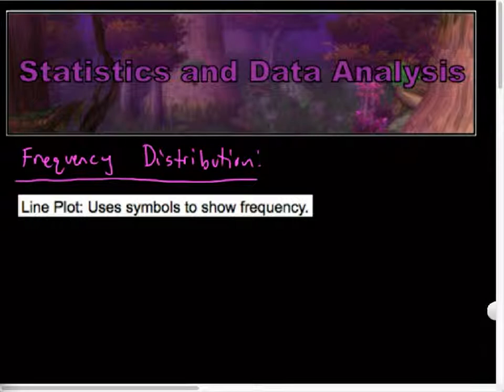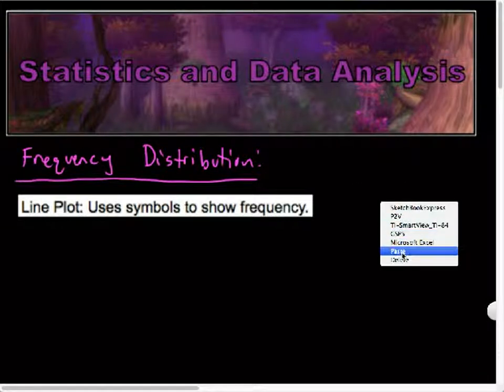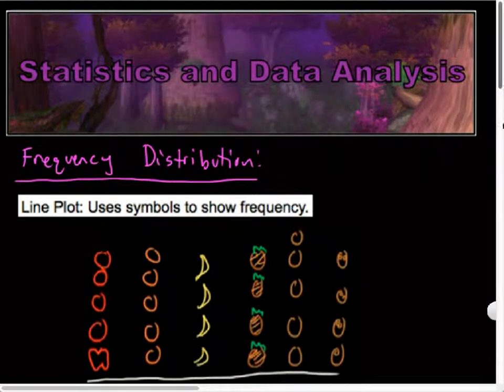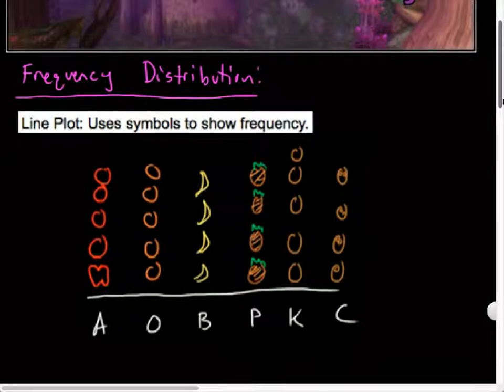So a line plot uses symbols to show frequency of a particular category or outcome. All right, so that's a line plot. So here's a visual of what a line plot might look like. Here's my line plot of apples, oranges, bananas, pineapples, kiwis, and coconuts, where the frequency is represented by a symbol.